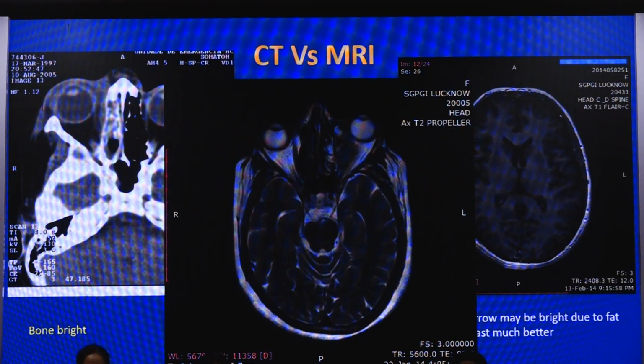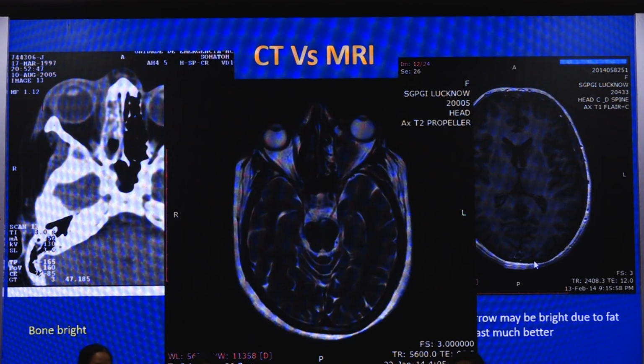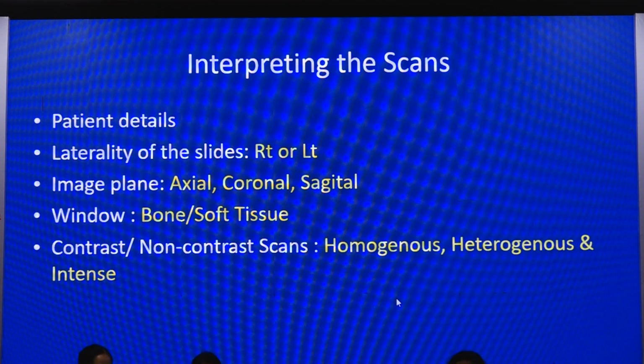So CT versus MRI. Now how to know? The bone is bright in CT scan, you can see over here, and the bone is hyper dark in the MRI. You can see over here, this is the bone, this black. And you know what is this? This white is the bone marrow in the bone in MRI. So bone is black on MRI, but the marrow is a little bit white. And what is this whiteness? This whiteness is the scalp, that is the soft tissue. This is bright. So interpreting the scan.